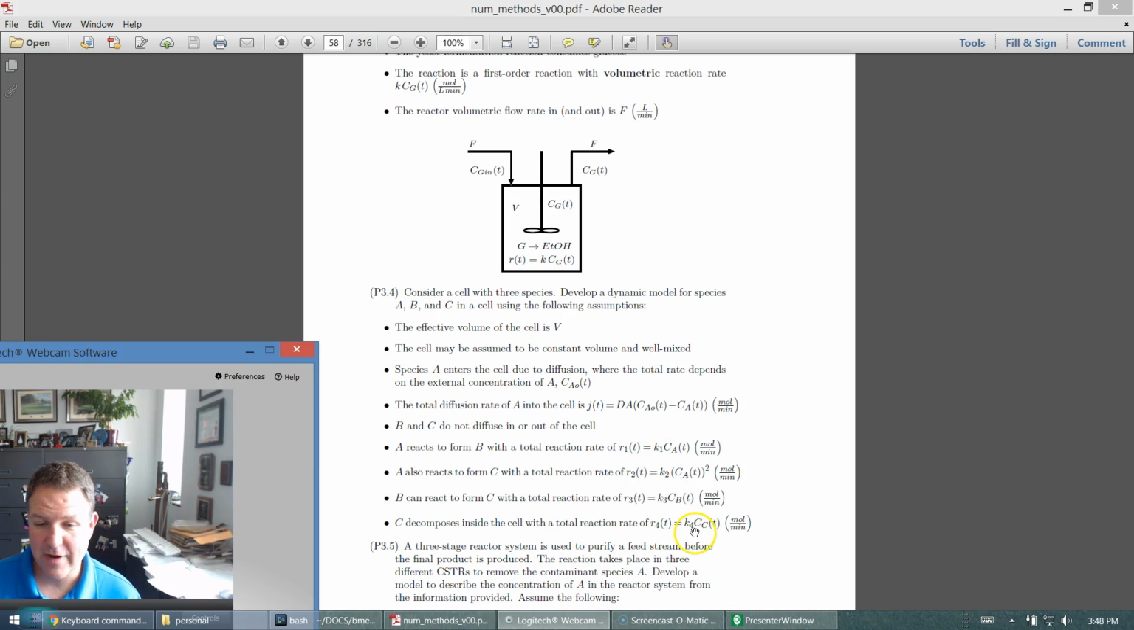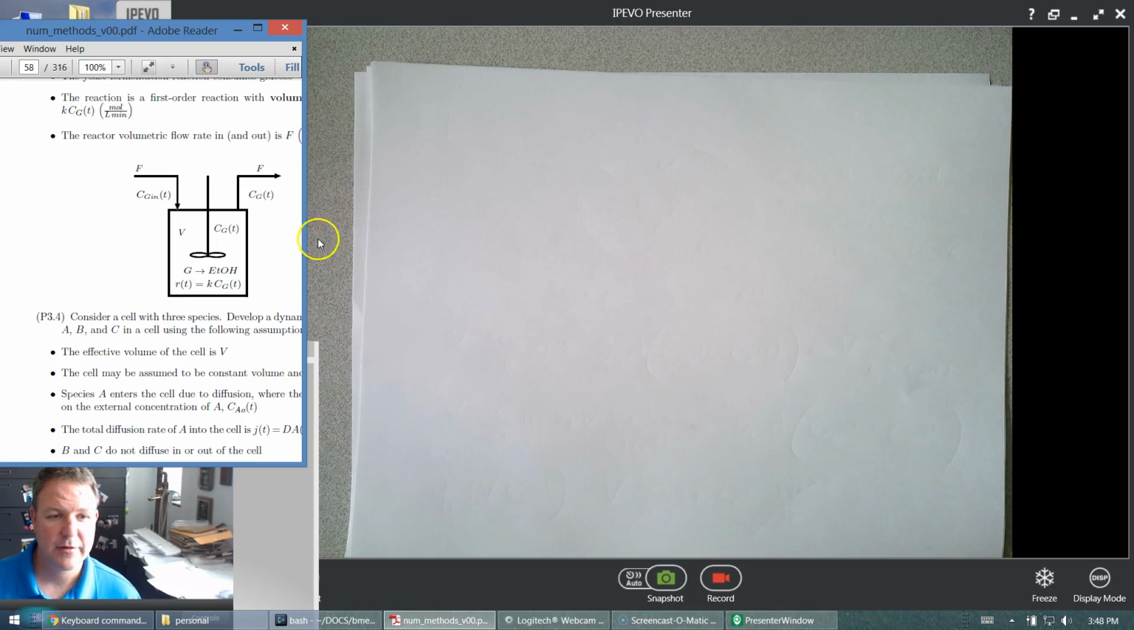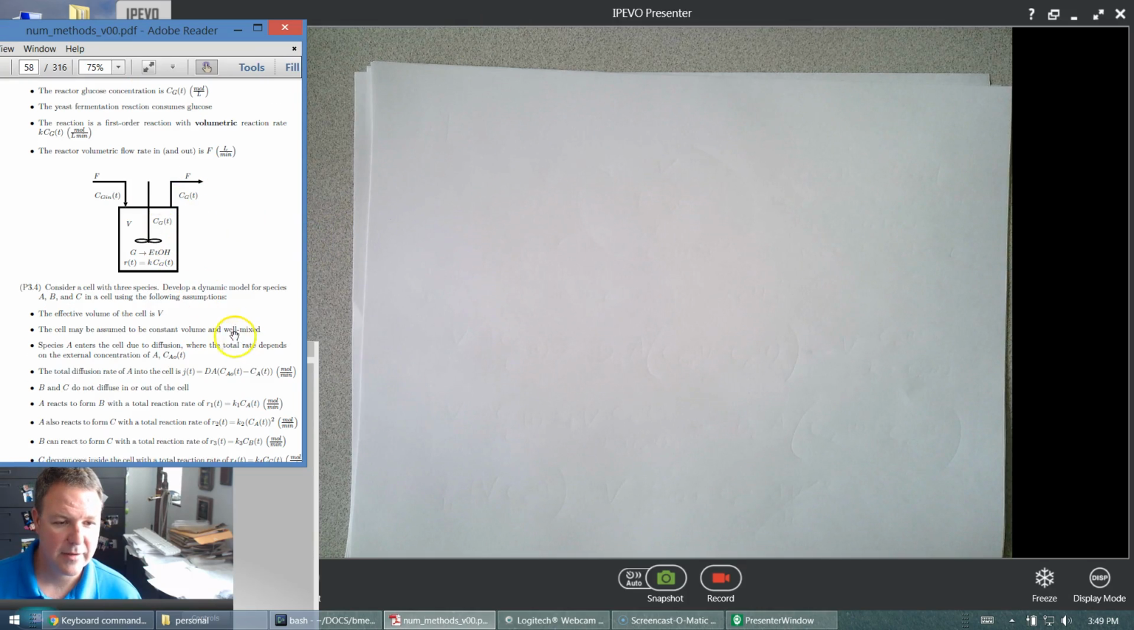So I have 4 different reaction rates. They're total reaction rates. They're moles per minute. The diffusion rate is moles per minute. So we're going to have all the units on our mass balance in moles per minute. And we should probably draw a picture to start out thinking about this one.